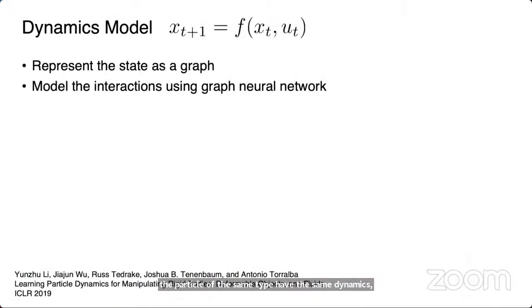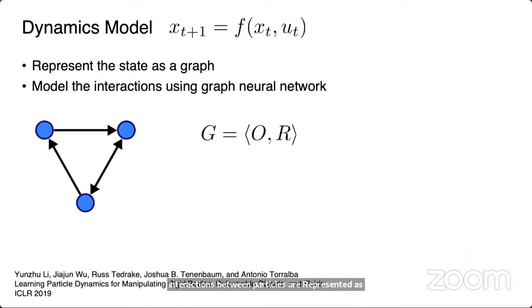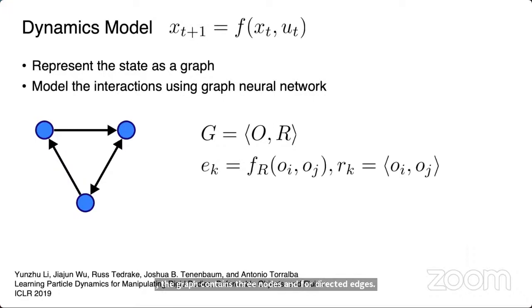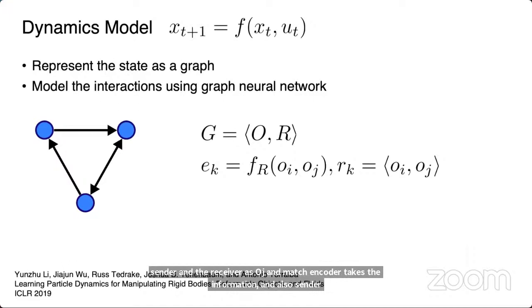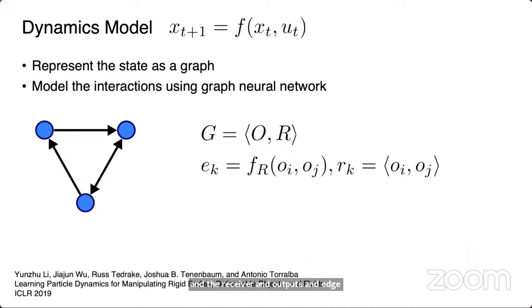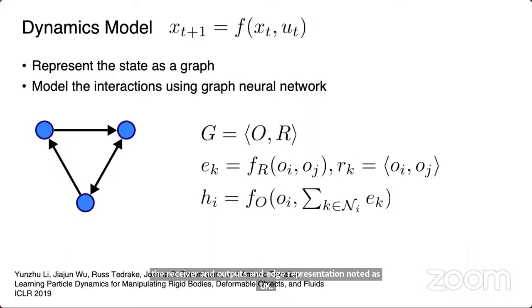To model the dynamics of the particles and their interactions, we use graph neural networks as the model class to learn the dynamics, where each particle is a node in the graph, and the interactions between particles are represented as directed edges. Here is a graphical illustration of the learning process. The graph contains 3 nodes and 4 directed edges. For each directed edge in the graph, we denote the sender as O_i and the receiver as O_j. An edge encoder takes the information on both the sender and the receiver and outputs an edge representation denoted as e_k.